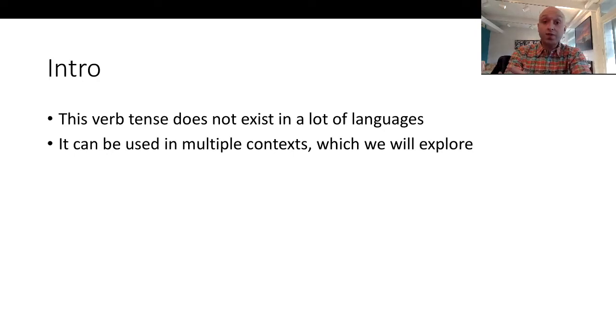It's also used in a variety of contexts, which we're going to analyze pretty thoroughly and completely in this lesson. So, buckle up, get comfortable, because this might be a bit of a longer lesson because there's a lot of information to unpack, but we're going to get started now.